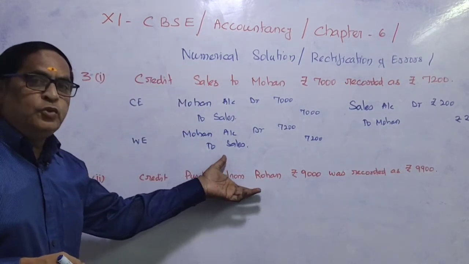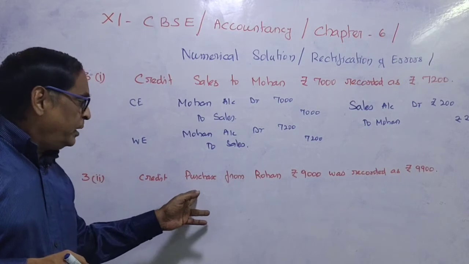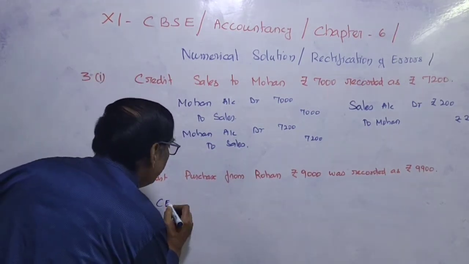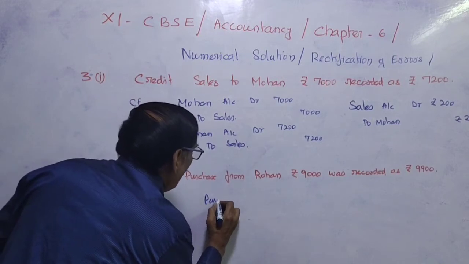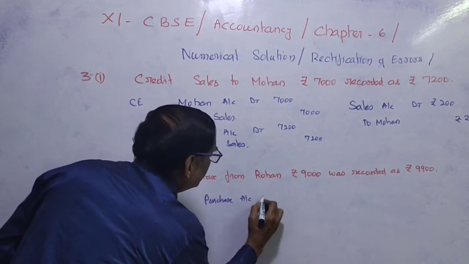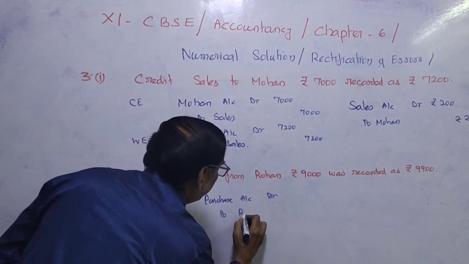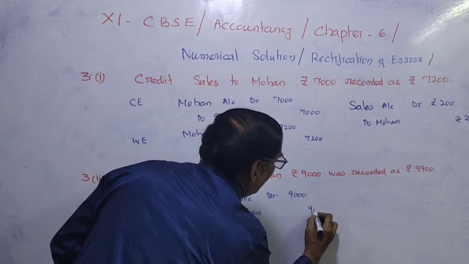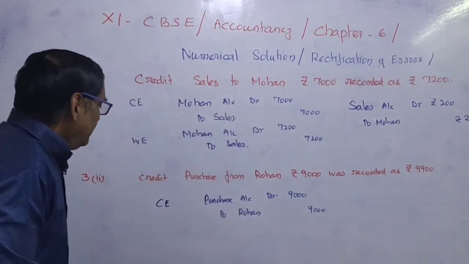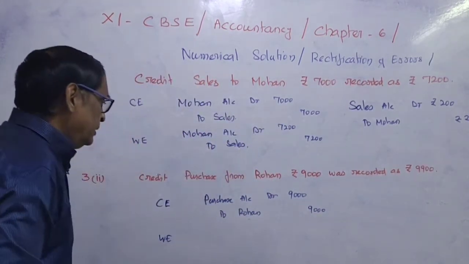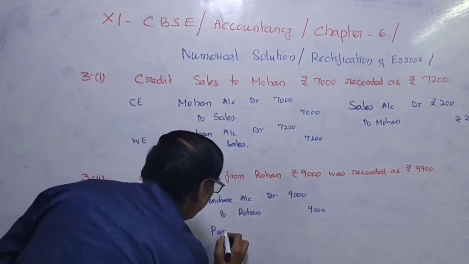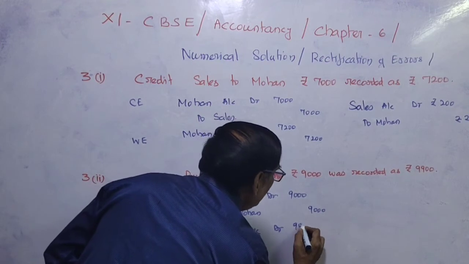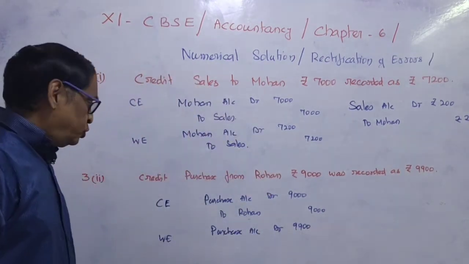So the original entry should be purchase account debit to Rohan. The correct entry will be purchase account debit to Rohan. It is the original entry we have to pass, for 9000 rupees. But what they have done is, the wrong entry they have passed: the purchase account debit 9900 rupees, extra 900 rupees they have shown.